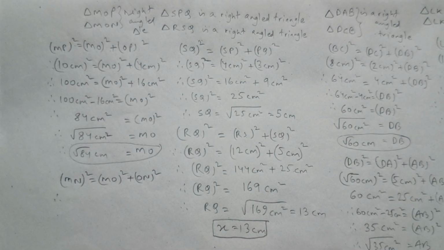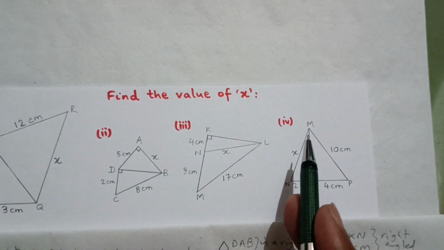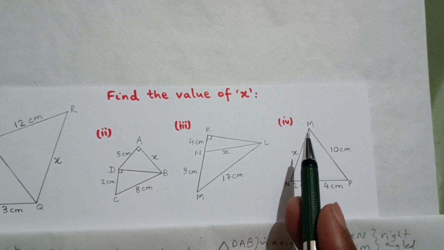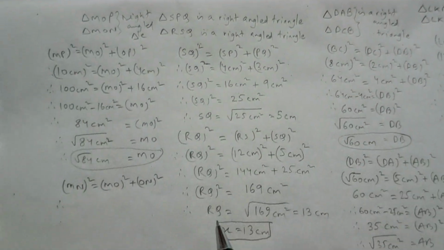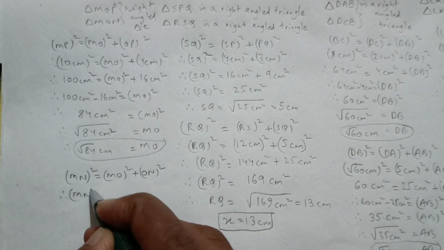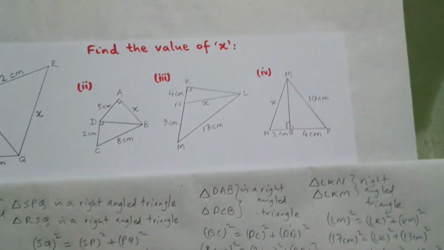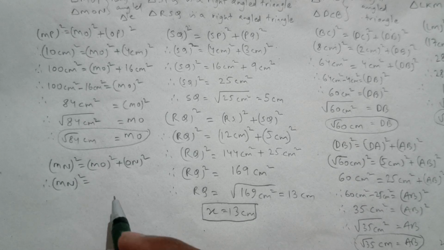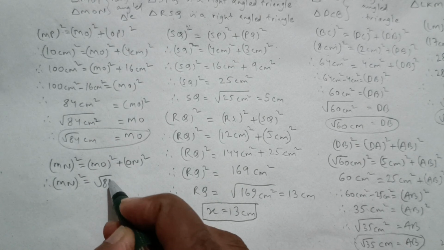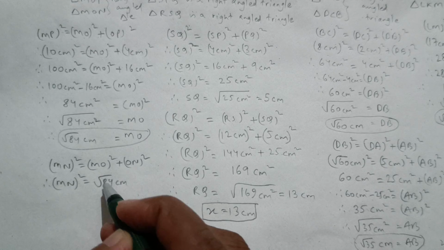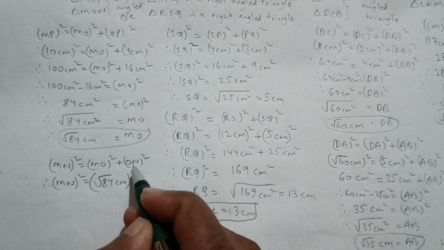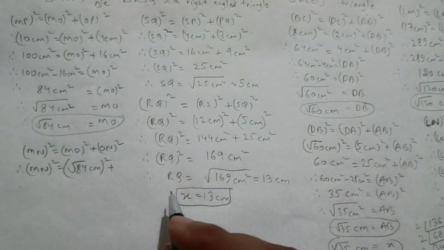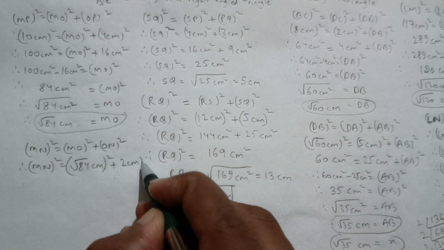So therefore MN whole square. MN is what we have to find out. We have to find the value of X, the measure of side MN. So MN whole square is equal to MO whole square. MO we have found out: MO is square root of 84 centimeter. Now MO whole square plus ON whole square. ON is 2 centimeter, so 2 centimeter whole square.